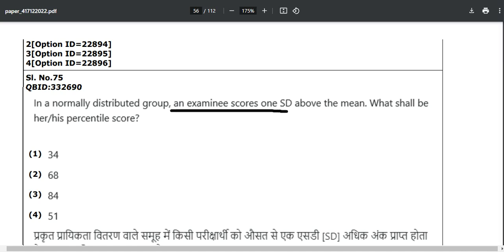An examinee scores 1 SD above the mean. So what will be 1 SD above the mean? It will be plus 1. What will be the percentile rank over here? If I asked 2 standard deviations above the mean, what will be the percentile rank over here?